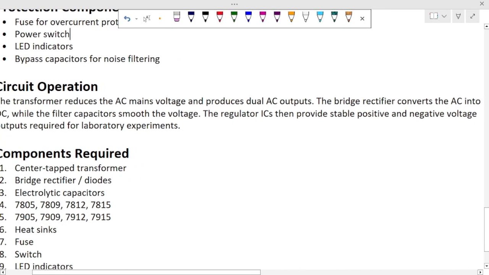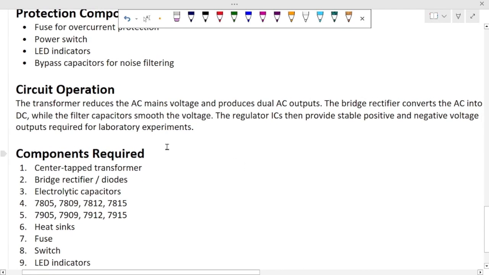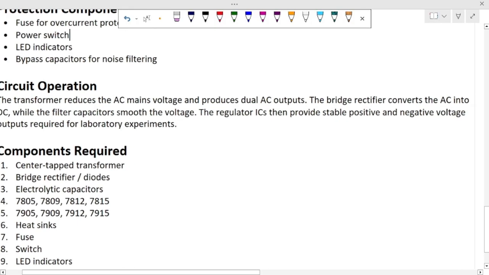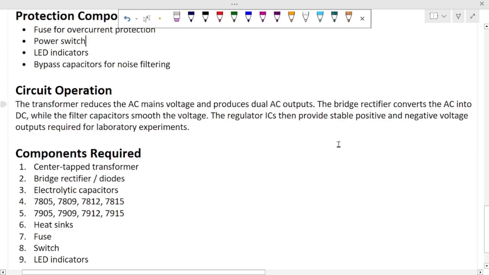For the circuit operation, this is just like conclusion stuff. It's kind of the same thing again. The transformer reduces the AC mains voltage and produces dual AC outputs. The bridge rectifier converts the AC into DC, while the filter capacitor smooths the voltage. The regulator ICs then provide the stable positive and negative voltage outputs required for laboratory experiments.